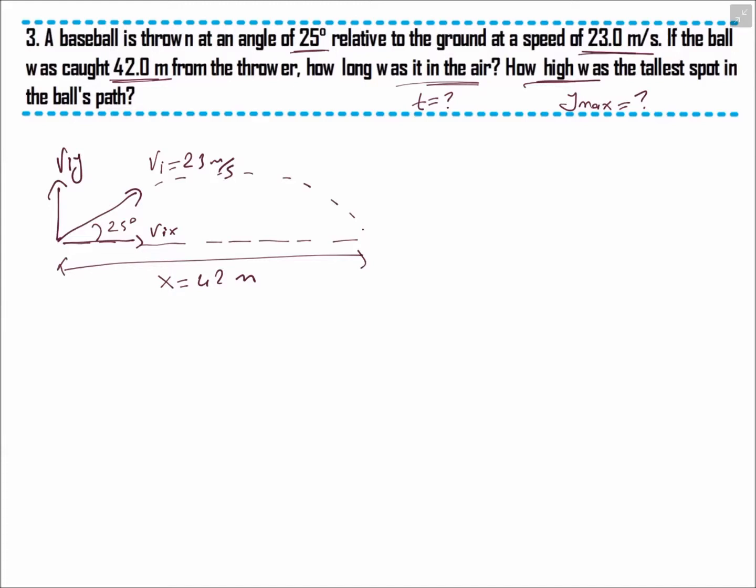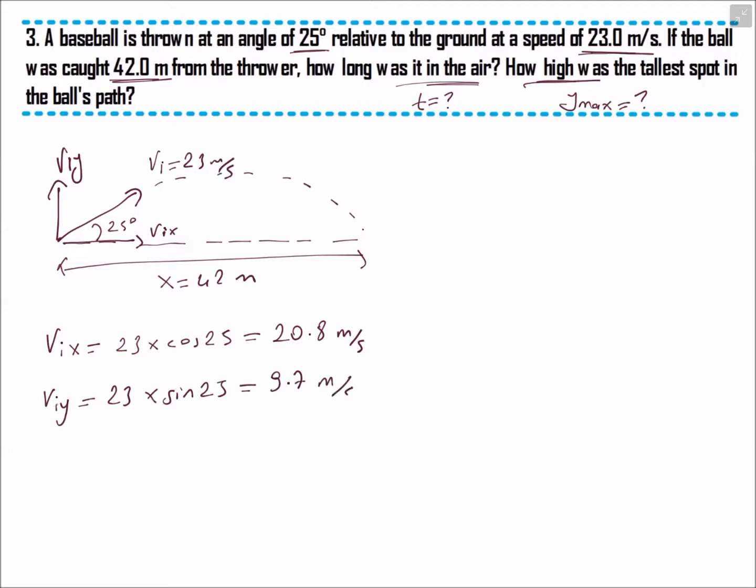First of all, we have to calculate V initial x and V initial y. V initial x equals 23 times cosine 25, and that will be equal to 20.8 meters per second. V initial y equals 23 times sine 25, and it will be 9.7 meters per second.